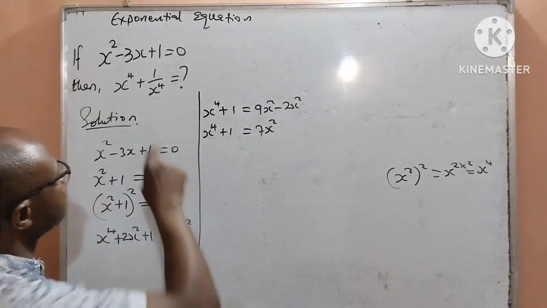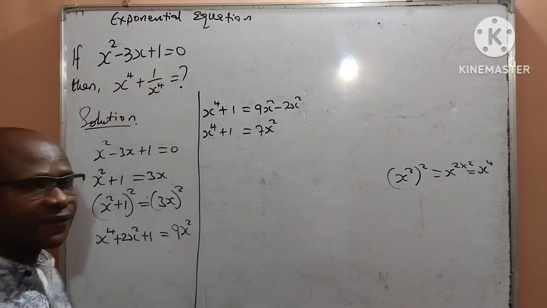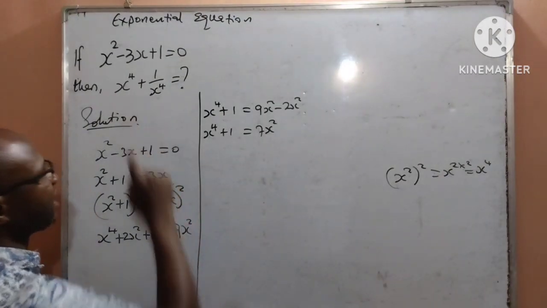Remember, our target is to get x raised to the power 4 plus 1 all over x raised to the power 4. We want to see what the value will be. And from what we are doing, we are getting there.